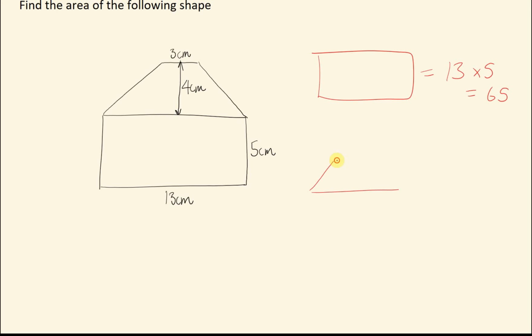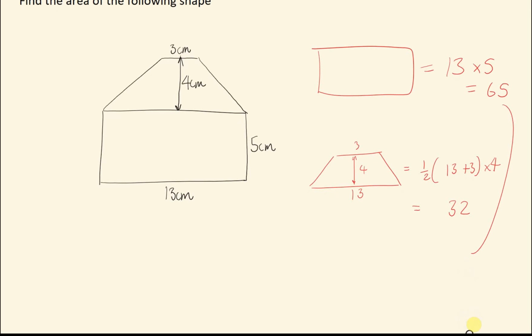For the trapezium, the base is going to be this 13, so we've got 13, 3 and 4, and it would be a half top plus bottom times the height, which in this case is 4. 13 plus 3 is 16, half of 16 is 8, and 8 times 4 is 32. So for the total area, you add these both together, you would do 65 plus 32, which gives you 97 centimeters squared.